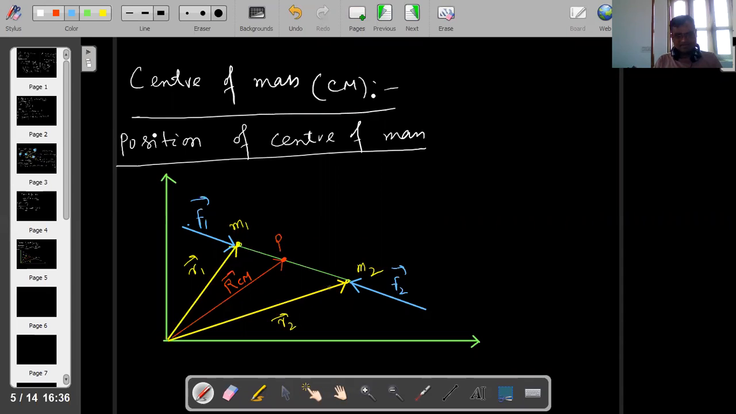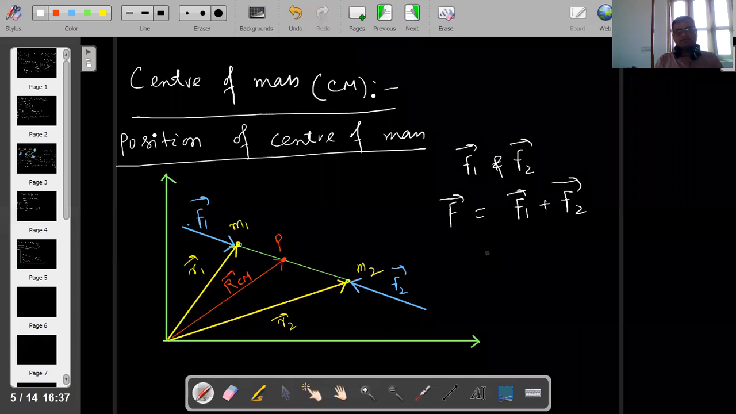Let F1 and F2 be the two forces applied on the system. Then the net force F is equal to F1 plus F2. We know force is the rate of change of momentum, from Newton's second law of motion. Is it clear? What is Newton's second law of motion?